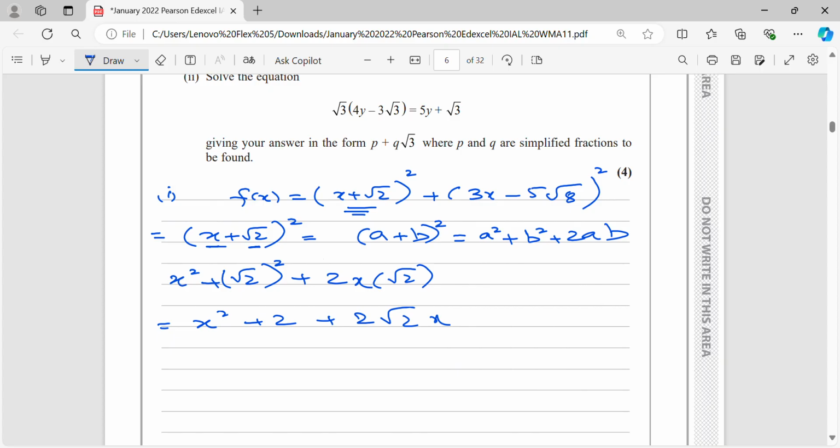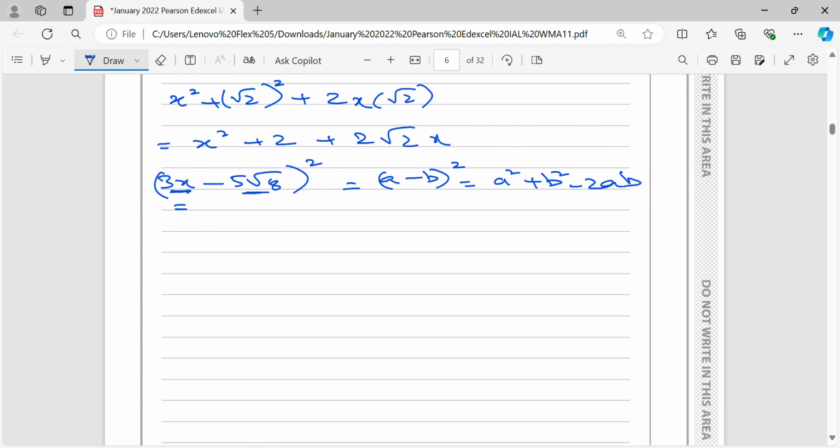Now if I expand the second term, 3x minus 5 root 8, I can write it as, because a is 3x and b is 5 root 8, this is the (a minus b) whole squared formula, and this equals a squared plus b squared minus 2ab. Right? So a is 3x, so I can write (3x) squared plus (5 root 8) whole squared minus 2 into 3x into 5 root 8. Alright, it's time to simplify.